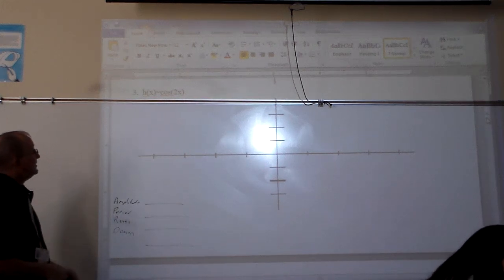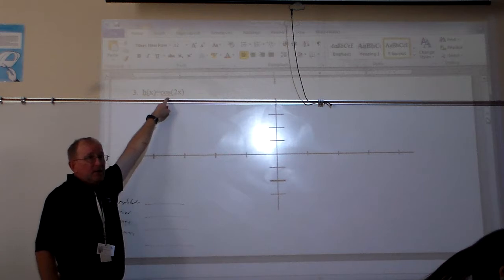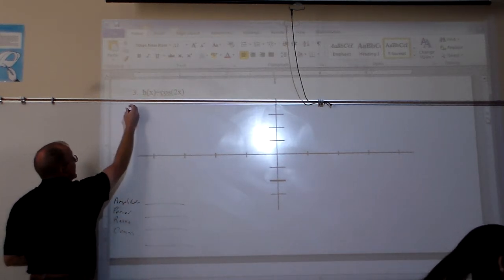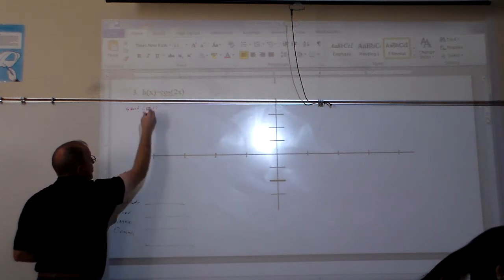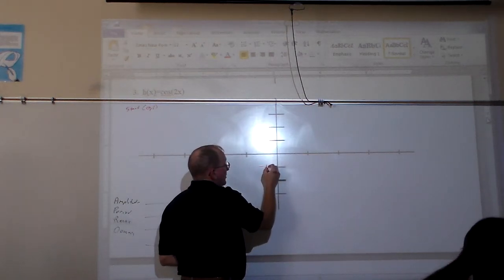Okay. We're going to graph the cosine of 2x. And the first thing I would do is this. I would think of the regular cosine graph. It still starts where? At 0, 1. And now this time I'm going to put the 1 here and negative 1 here.